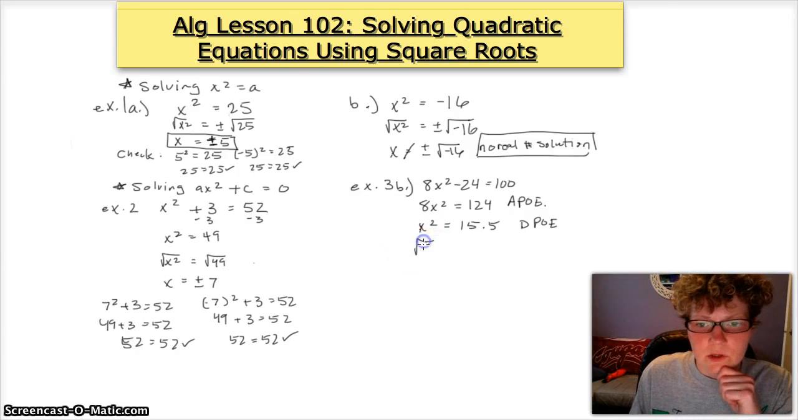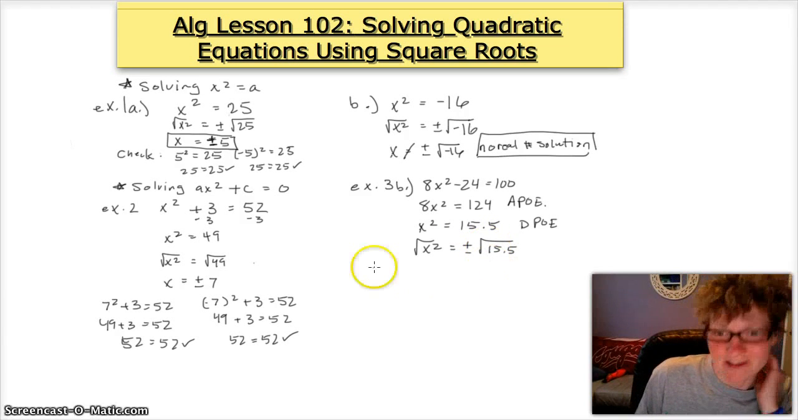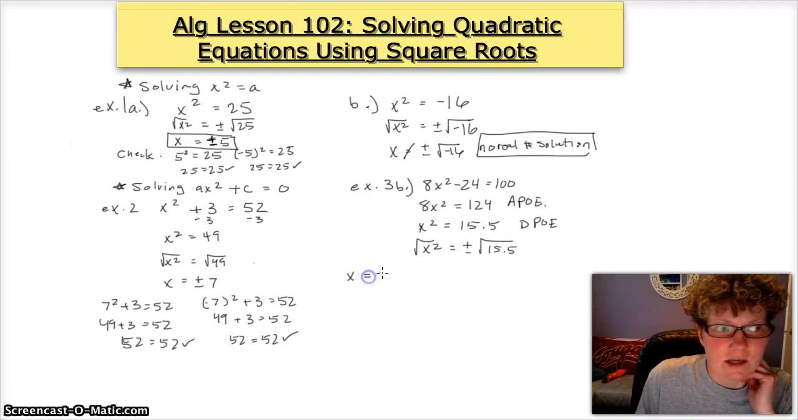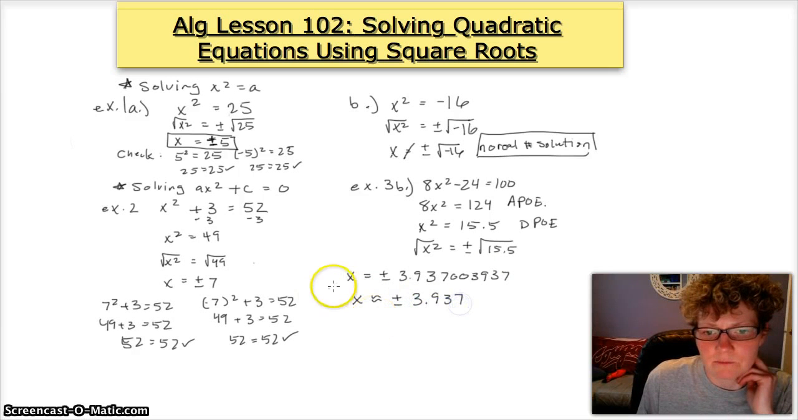So then the square root of x squared should equal the plus or minus square root of 15.5. This is going to be a decimal equivalent, and so what we're going to get is x equals plus or minus 3.9370039. Obviously this isn't a calculator. I think that's it. So then x is approximately plus or minus 3.937.